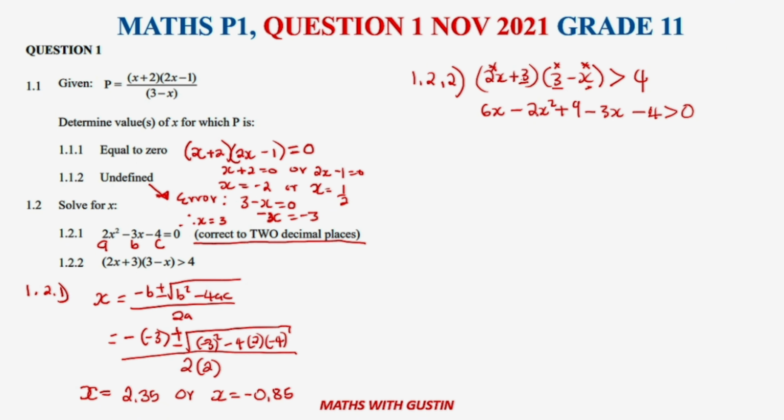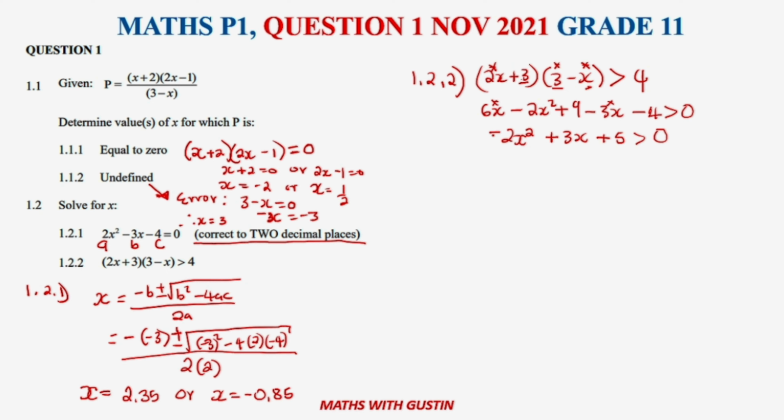Okay, what we have here, we've got x squared, it's alone, minus 2x squared, it will remain as minus 2x squared. Then we've got 6x minus 3x is going to give us plus 3x. Then I've got 9 minus 4. 9 minus 4 is going to give us plus 5, greater than x. Okay, so far so good.